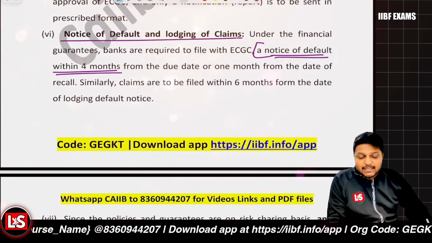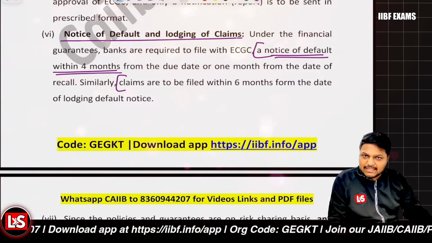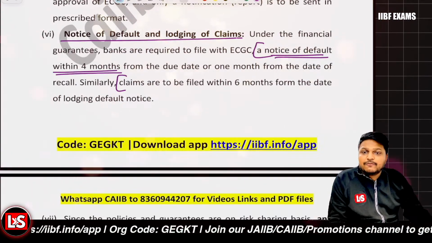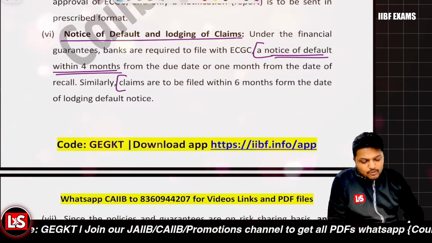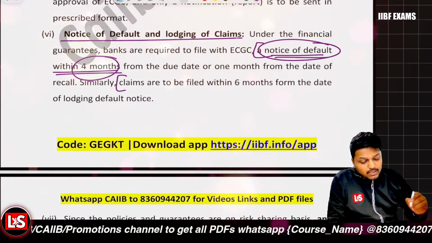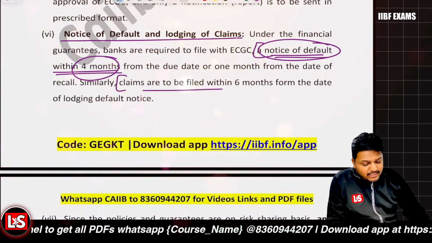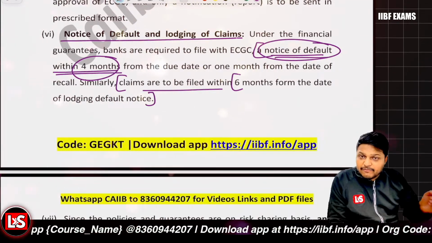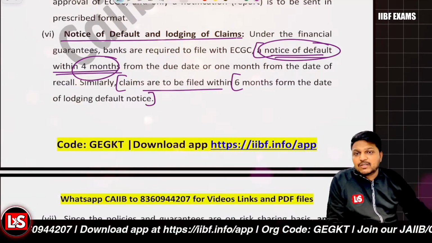And further, the claims are to be filed. Once you have given the default notice, that is to be given within the period of 4 months from the date of default, right? And further, from the due date or from 1 month from the date of the recall, within 4 months the notice of default is to be submitted. And the claims are to be filed within a period of 6 months from the date of lodging of the notice. So when the default notice was lodged, within 6 months of the same, you can lodge the claim with the ECGC.